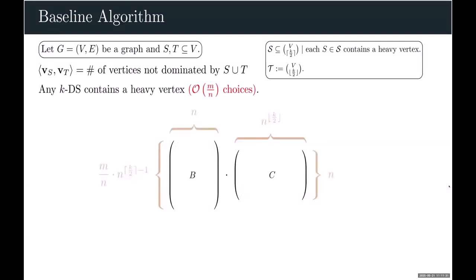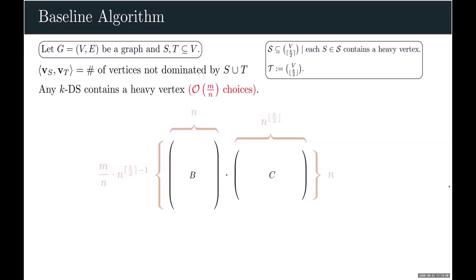So how fast can we do this? Okay, I hope the color choice was fine. The size of S will be this thing here, up to a constant, right? So m divided by n times n to the k half minus 1. Why is this? Well, it's essentially n to the k half, but one vertex has to be heavy, so as we said, we replace one factor of n by m divided by n. And clearly the size of T will be just n to the k half.